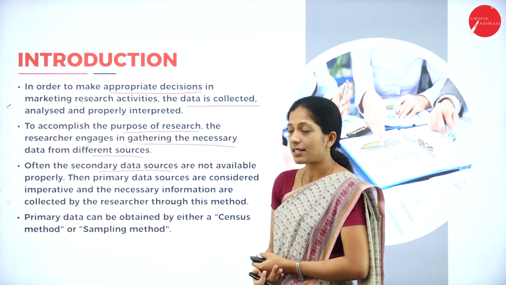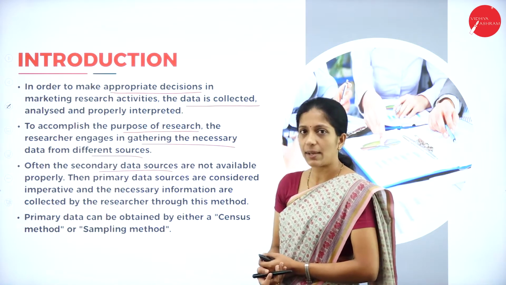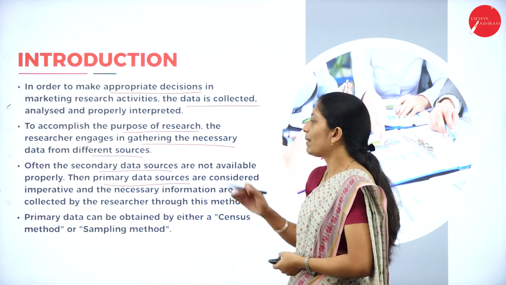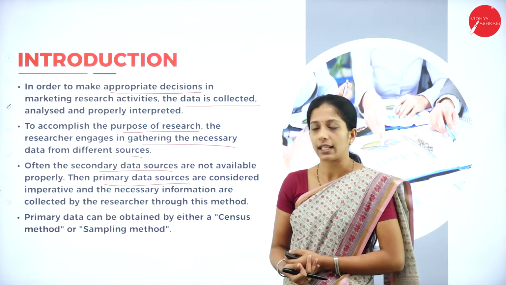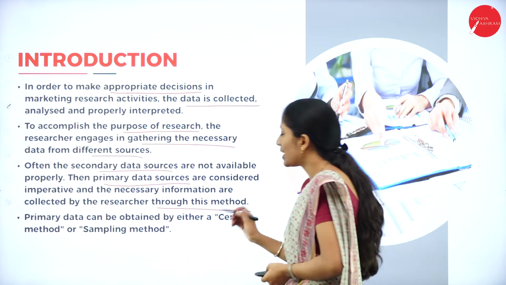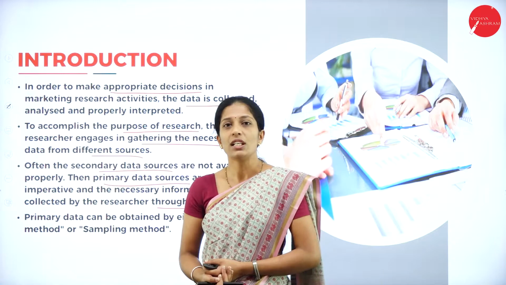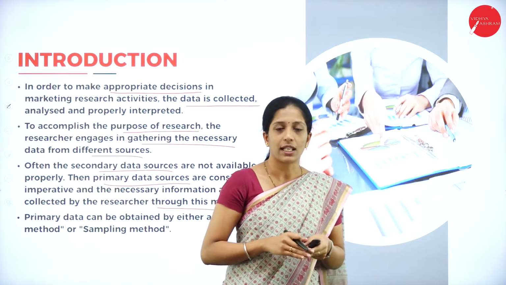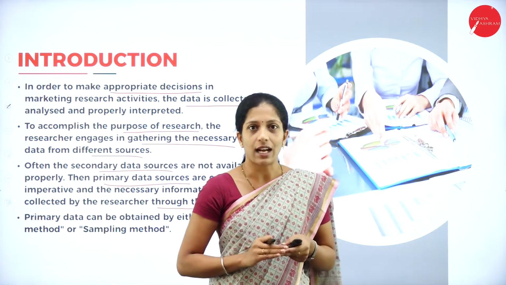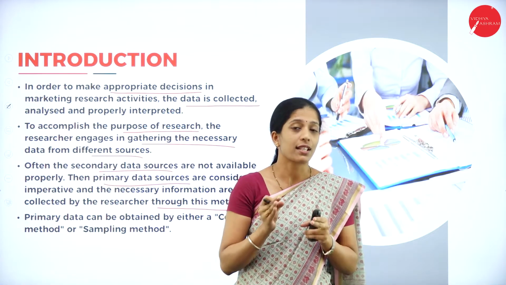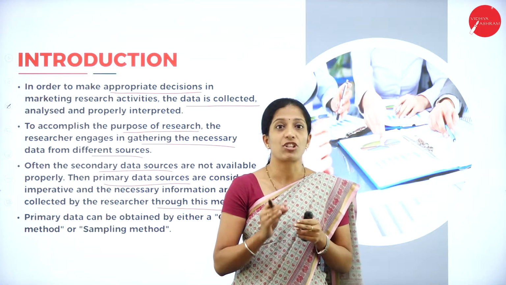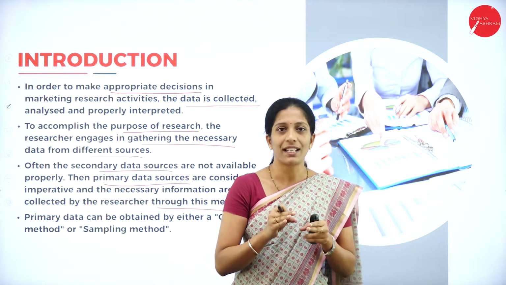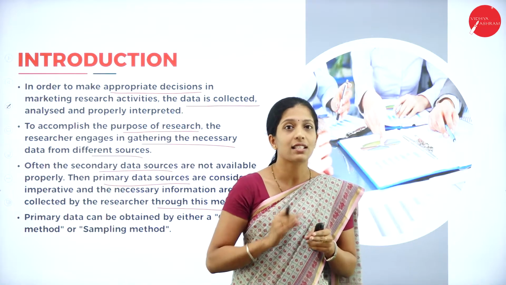So, often the secondary data sources are not available properly, then primary data sources are considered imperative and the necessary information is collected by the researcher through this method. This I have already told you. The main intention is that we have to get the exact information for a particular problem. In secondary sources, of course we'll get information, but we'll not get the exact information. Relating to that particular topic, we might get the information, but not the exact information.